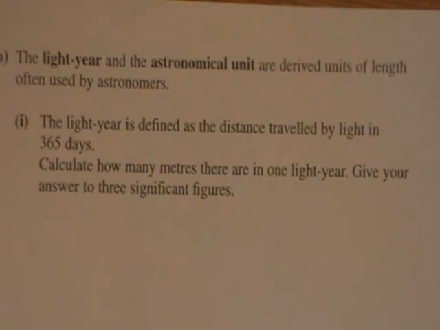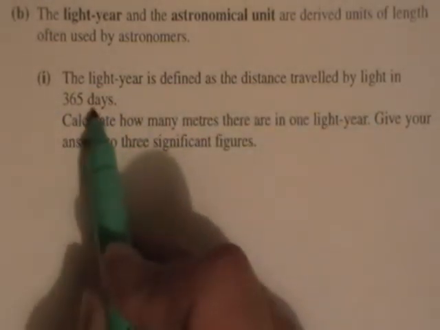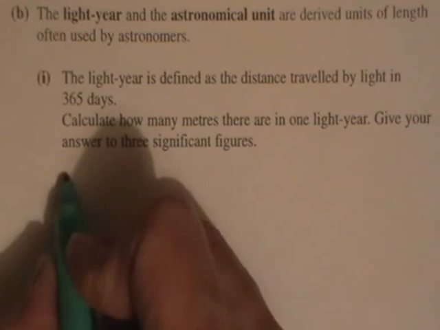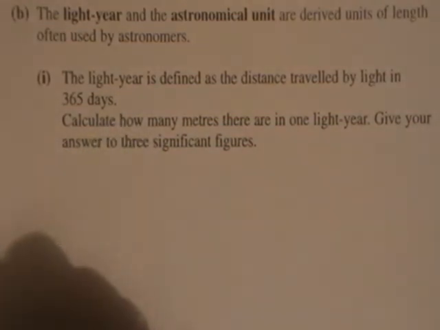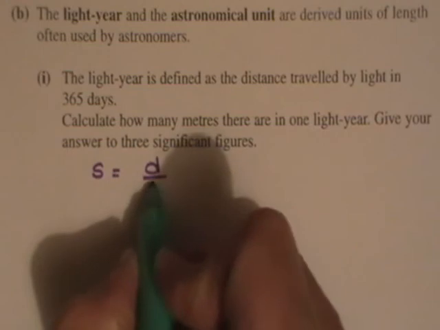The light year is defined as a distance travelled by light in 365 days. Calculate how many metres there are in 1 light year. Give your answer to 3 significant figures. So the light year is a distance travelled, and there's a time. So a light year, we should be able to work out how long a light year is by using speed as distance over time.